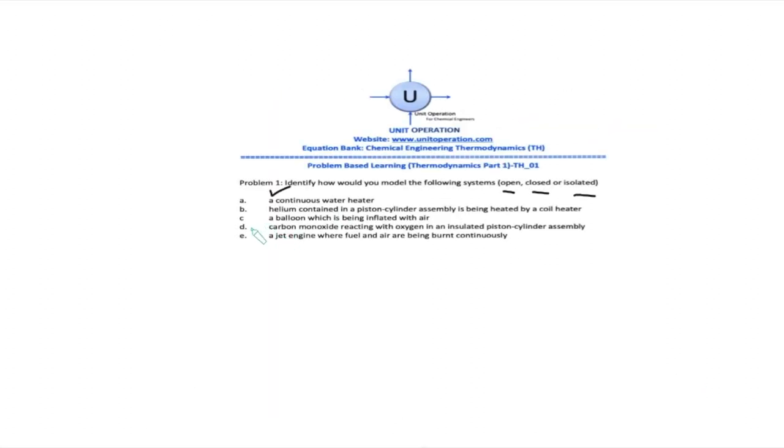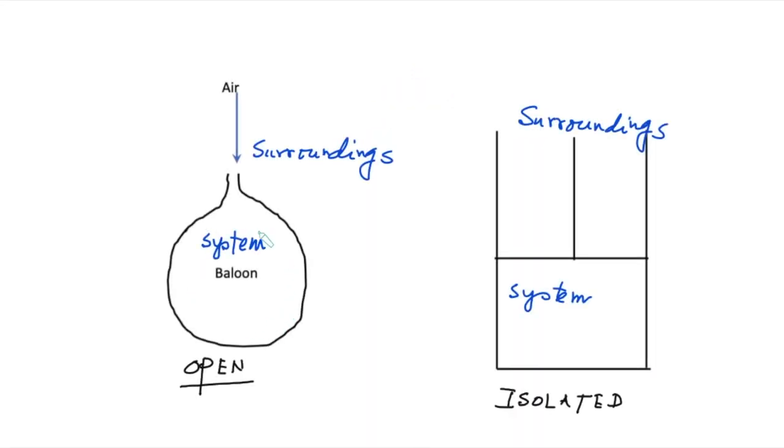A balloon which is being inflated with air. So this is a balloon here. Of course, the mass is being continuously poured in to inflate the balloon. This is my system, and of course, the balloon skin is the boundary here. Anything outside the skin of the balloon is, of course, the surrounding.